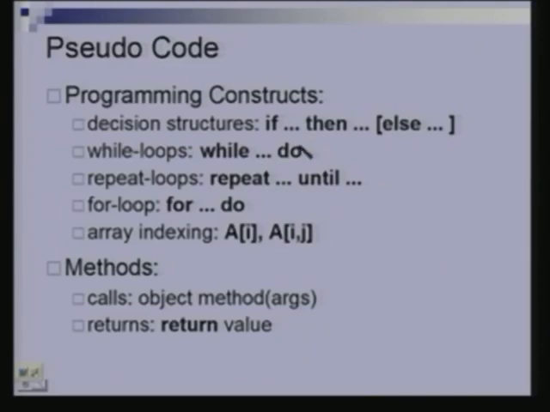I'll use all kinds of programming constructs. So I'll use if then statements, if then else statements, while do, repeat until, for do. To index arrays, I'll say A[i], A[i][j], and so on. It should be clear what this is doing. And I'll use return when the procedure terminates, and return value will tell me what value is returned by the particular procedure or function. And when I have to make a call to a method, I'll specify the name of the method, the arguments, and what is the object that it is returning.